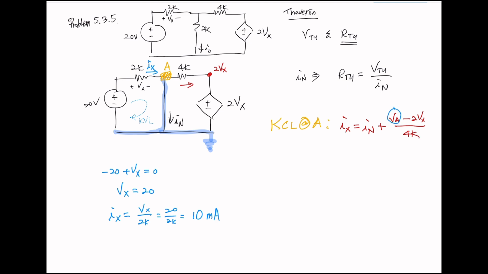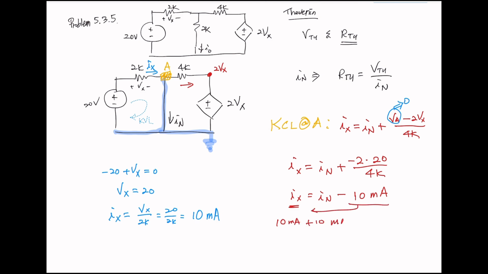What is VA? VA equals 0 because that's ground connected. And then we have Vx as 20. So if we rewrite this, it's going to be I sub x equals I sub n plus negative 2 times Vx, which is 20, over 4K. Ix equals In minus 40 over 4K. That's the 10 milliamp. And we found the Ix is 10 milliamp, and if we move this guy over, plus 10 milliamp equals I sub n. So I sub n equals 20 milliamp.